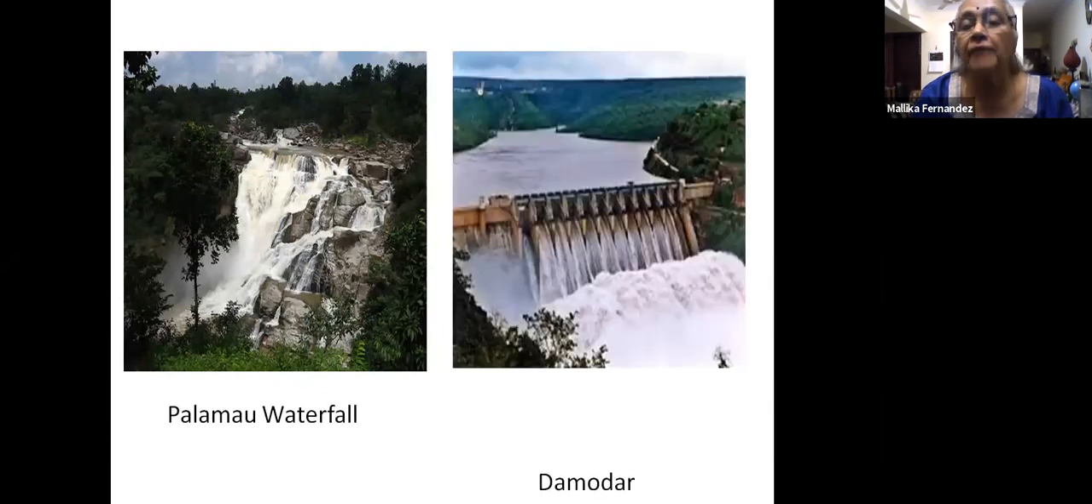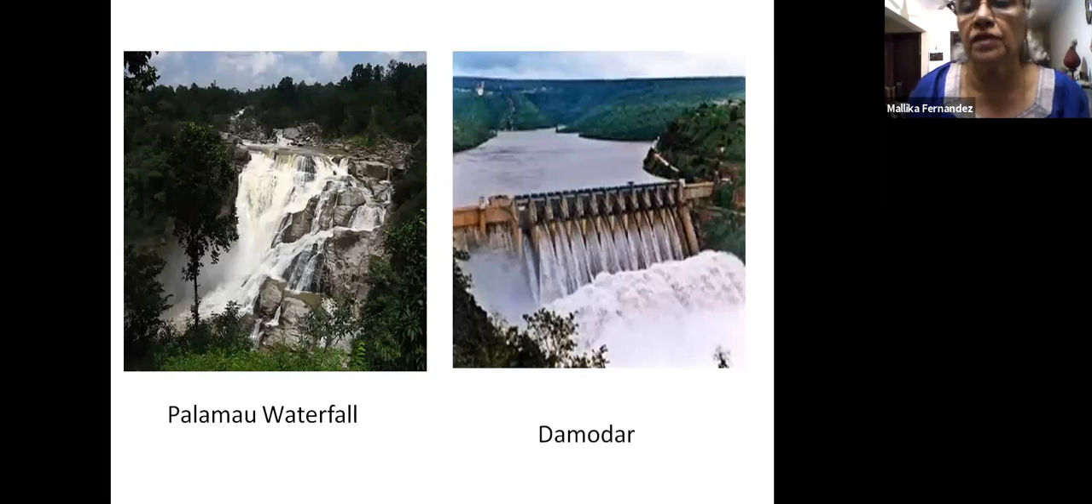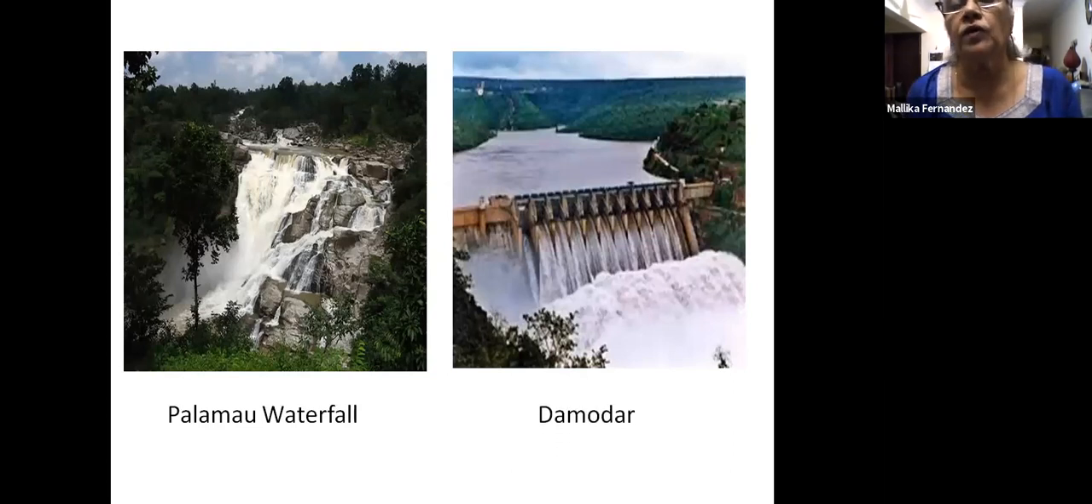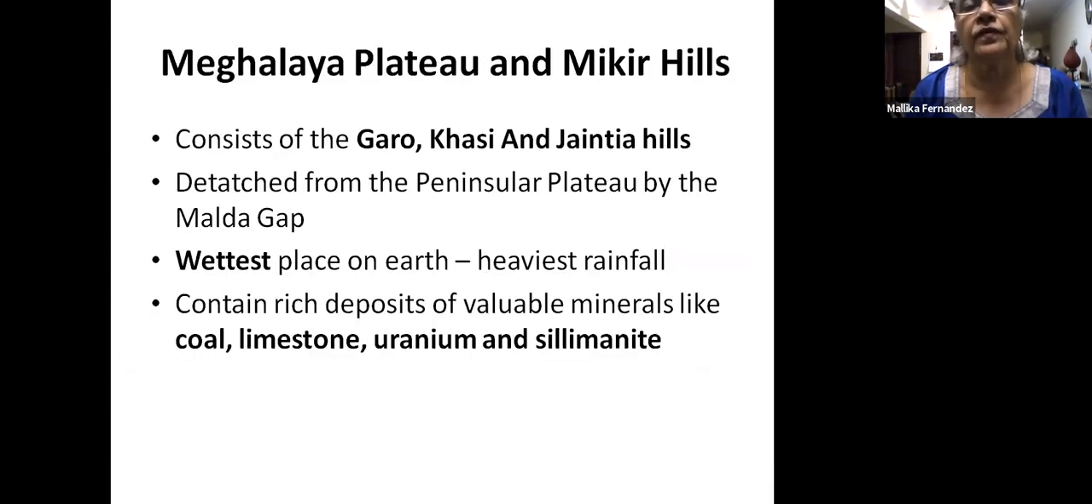This is a dam that you have on River Damodar. So River Damodar is also called the sorrow of Bengal because it used to keep flooding. Now that they built the dam in the Eastern Ghat region, that's how they're able to control the flow of water. But it has plenty of water because this is a region of more than 100 centimeters of rainfall. Okay. Next is Meghalaya Plateau.